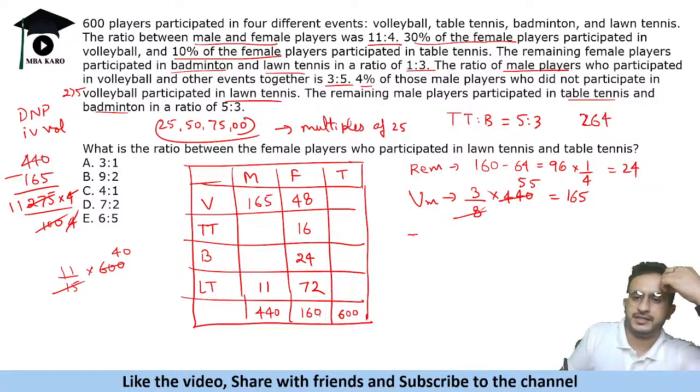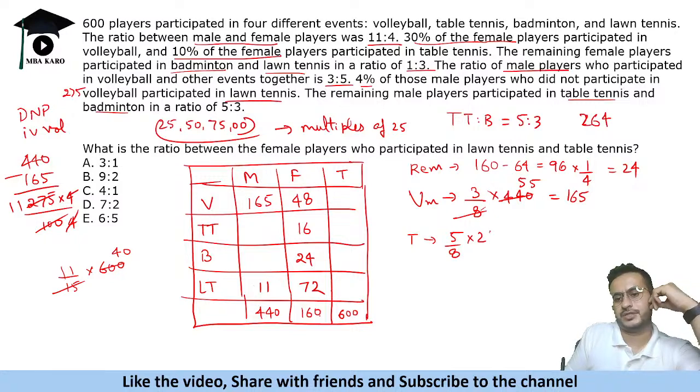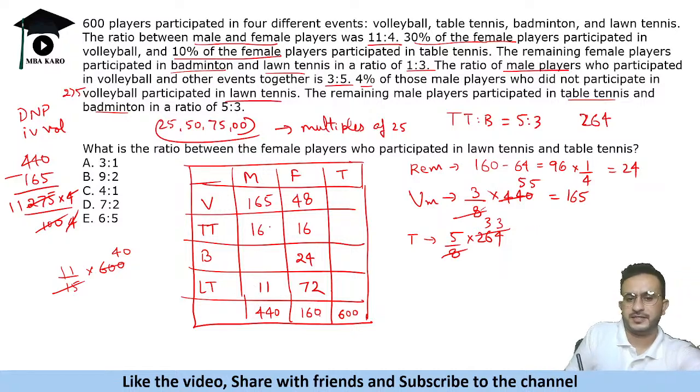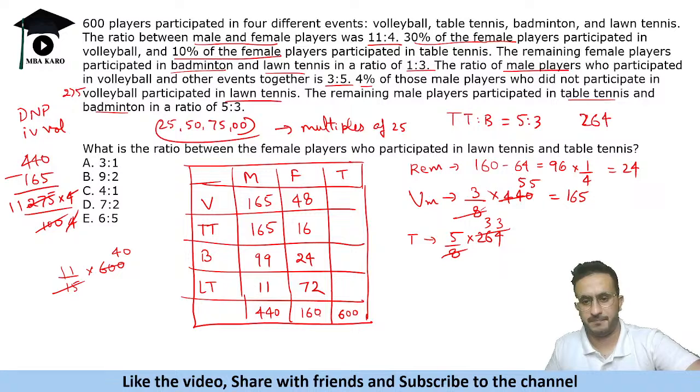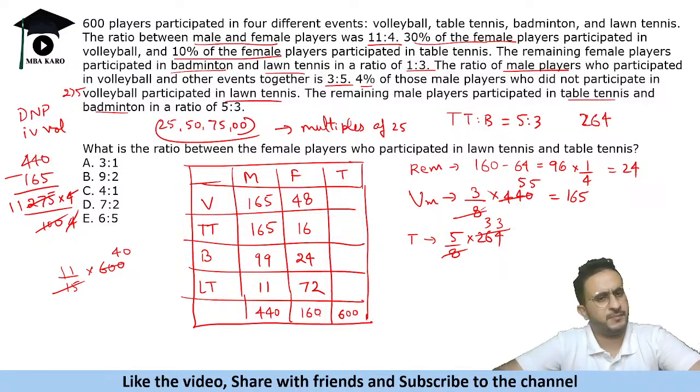So TT निकाल लेते हैं. TT is 5 out of 8 of 264. 8 3 24 and 3 times 11 is 33. 33 into 5, 165. Okay, and then you will get badminton. Subtract, you will get 99. So this is how you can complete the table.